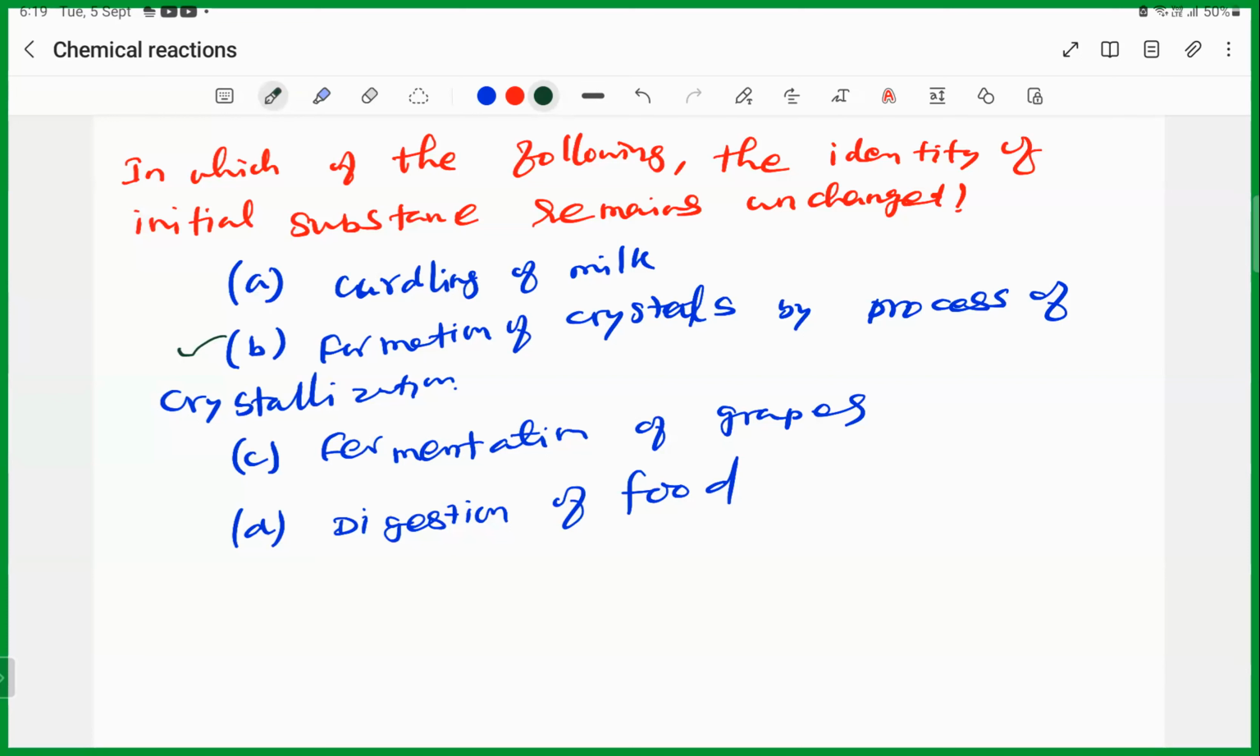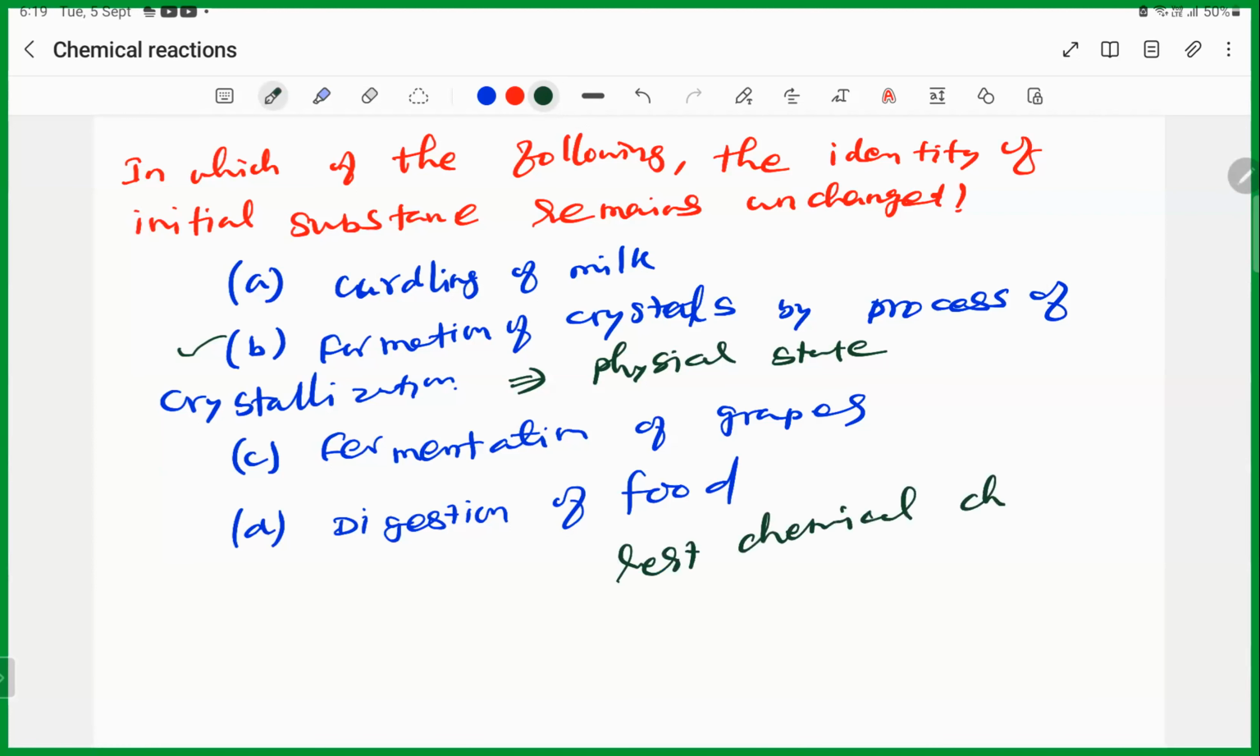Then the formation of crystals by the process, the composition of the initial substance does not change, sir. It gets crystallized but not changed. So it changed the physical state. The liquid is there, solid changes. Correct? So that is the change. It never changes the composition. The rest are chemical change.